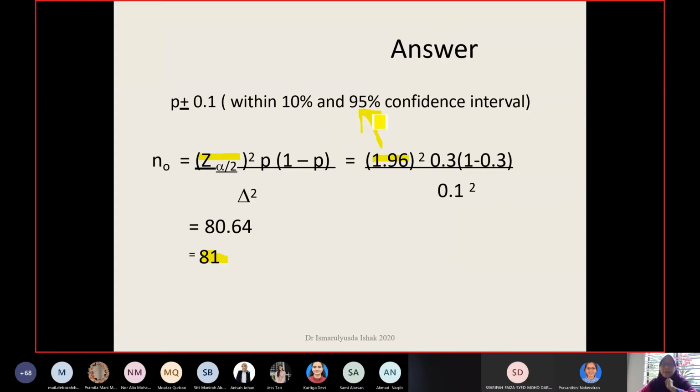be 95% confident that my sample's percentage will be within plus or minus 0.1. That is, the percentage is 30%, minus 0.1 is 0.2, to plus 0.1, which is 0.4. In my research, my result will be between this range, and I'm 95% confident. So you have to search for 81 subjects.